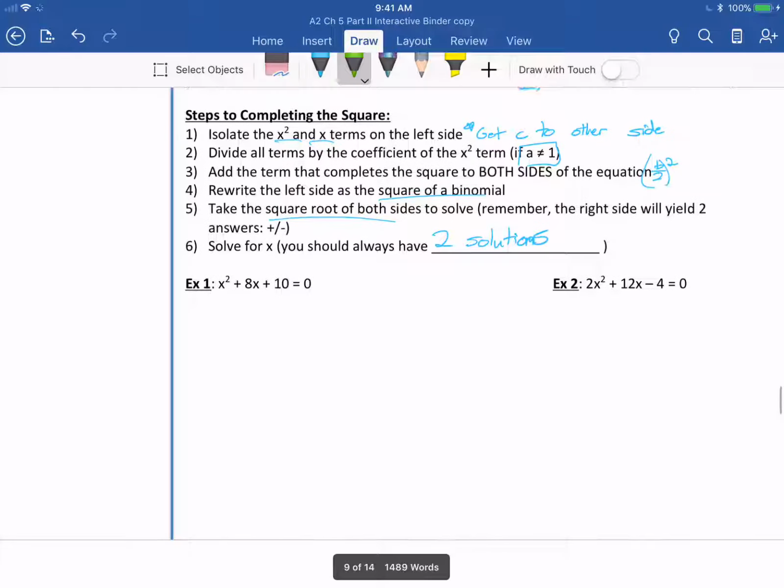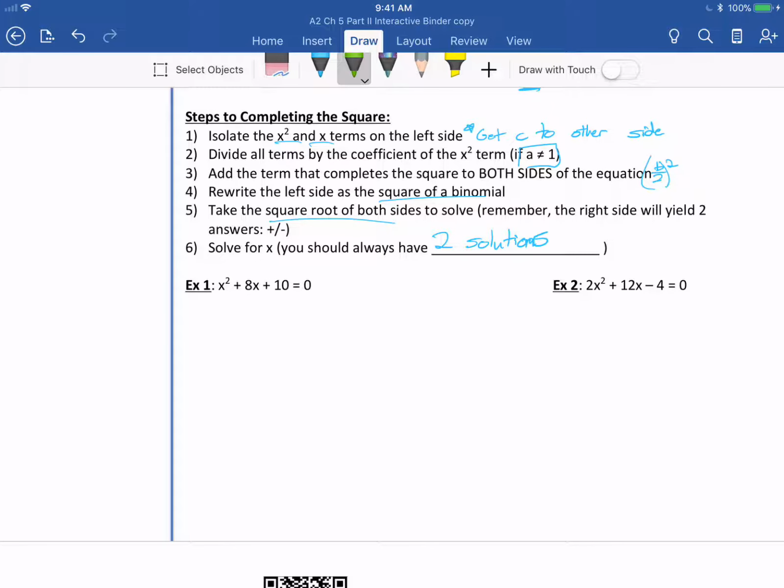Let's look at examples of these, and then they'll make a little bit more sense here. Okay, so example number one. My step number one is I need to isolate the x squared. I need to get the c term to the other side. So I'm going to subtract 10 here first. Subtract 10. So now I have x squared plus 8x, and here's the part that's kind of new.